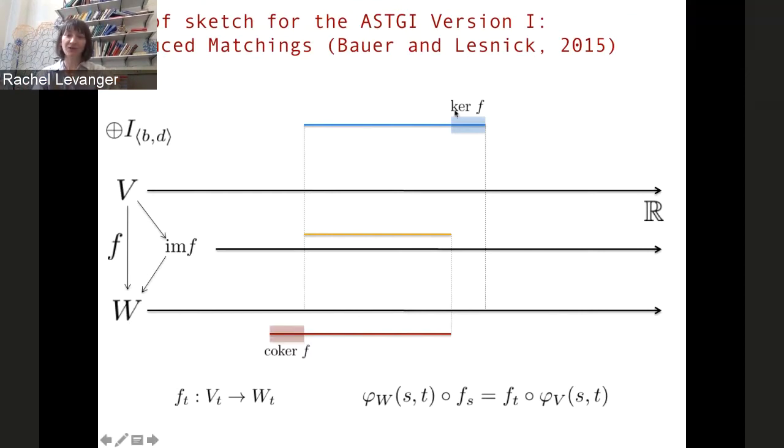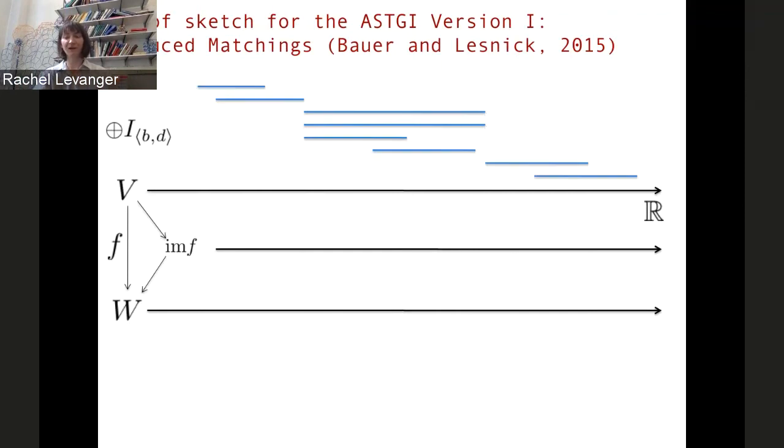We also want to keep track of these differences in lengths here. So we may have matched this blue bar to the yellow bar, but this kernel hangs out here on the end. And we might have matched this yellow bar into the red bar, but then the co-kernel hangs out there on the end on the left as well. So keep in mind this sort of wiggle room that we're allowing ourselves when we're matching. So now let's put all of our other bars back up there in V.